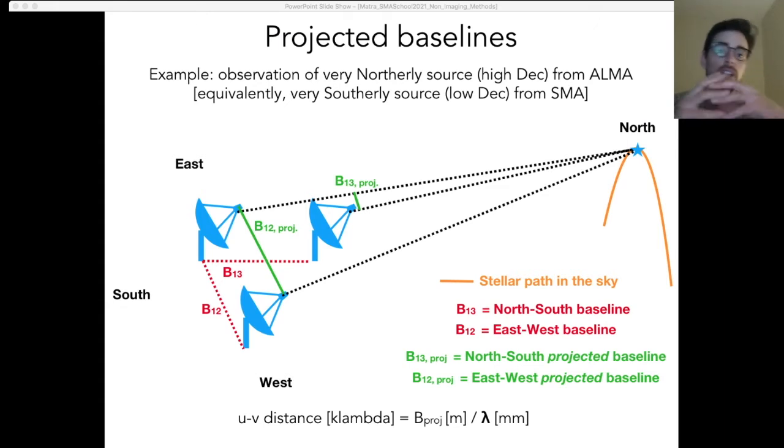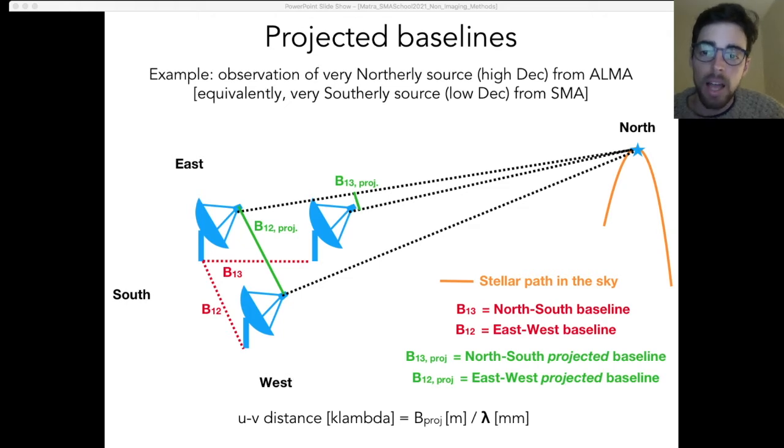UV coverage is elongated along the east-west direction compared to the north-south direction is because Vega is a very northerly star, and as observed by ALMA in the southern hemisphere, the star only rises up to 30 degrees above the horizon. So it's quite low, towards the north in the sky as seen by ALMA. So imagine 3 antennas in the ALMA array. Okay, so you've got an east-west baseline, B12, and then you've got a north-south baseline, B13.